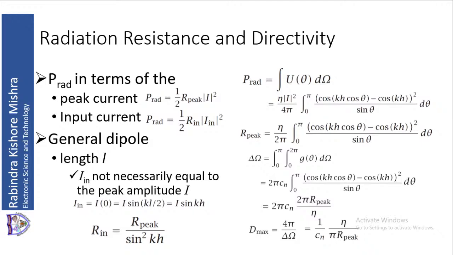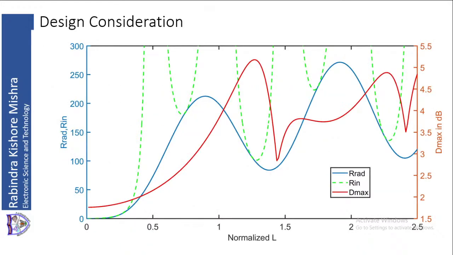So D max is the maximum directivity. We have found this expression. Now for a standing wave antenna, if we plot the radiation resistance or input resistance versus normalized length, that is shown here in this graph, as well as the directivity D max in dB. That is shown in this figure.